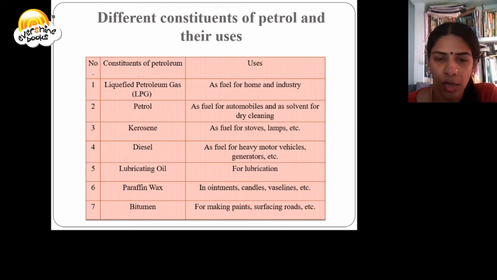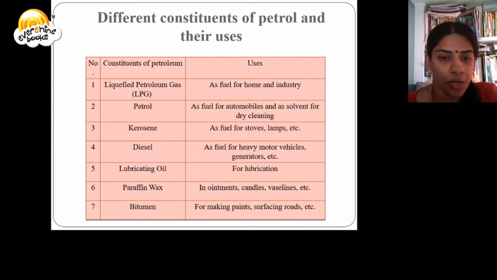The third one is kerosene, which is used as fuel in stoves and lamps. The fourth one is diesel. It is used for heavy motor vehicles, generators, etc. The fifth product is lubricating oil, which helps in lubrication. The sixth product is paraffin wax. It is used in ointments, candles, vaseline, etc.